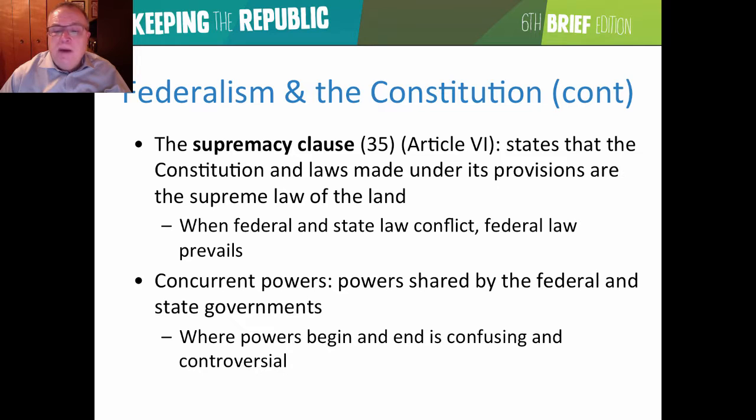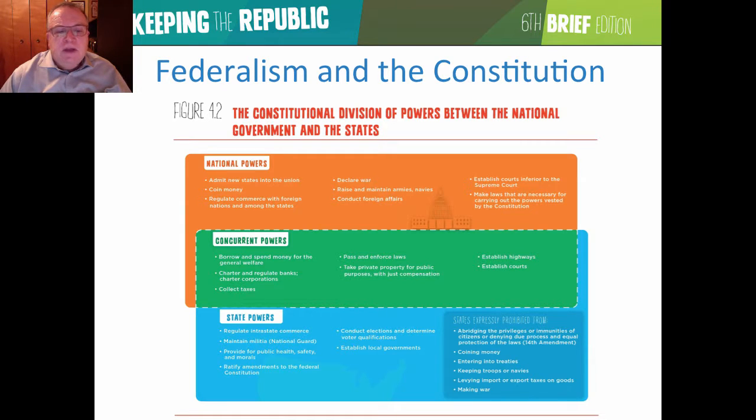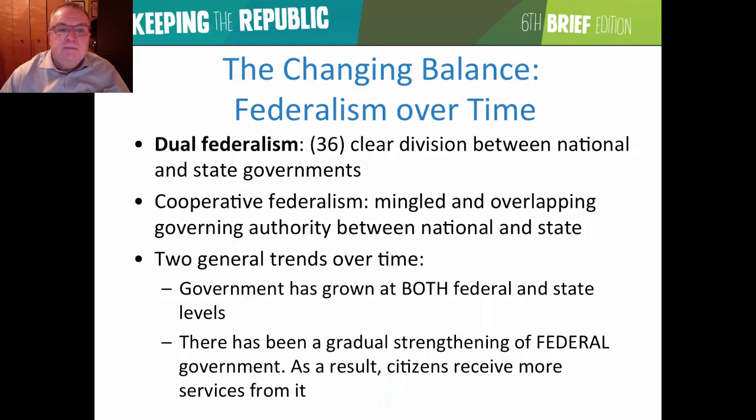Concurrent powers are when powers are shared. Maybe there's, I would say in some sense, roads are shared. States kind of run roads, but the federal government has a lot of grants attached to them. So here are the national powers, the state powers, and then the concurrent powers. They list here, both can pass and enforce laws, establish highways. Again, I said roads. The national power: admit a new state into the Union, as an example. A state power: ratify amendments to the Constitution.